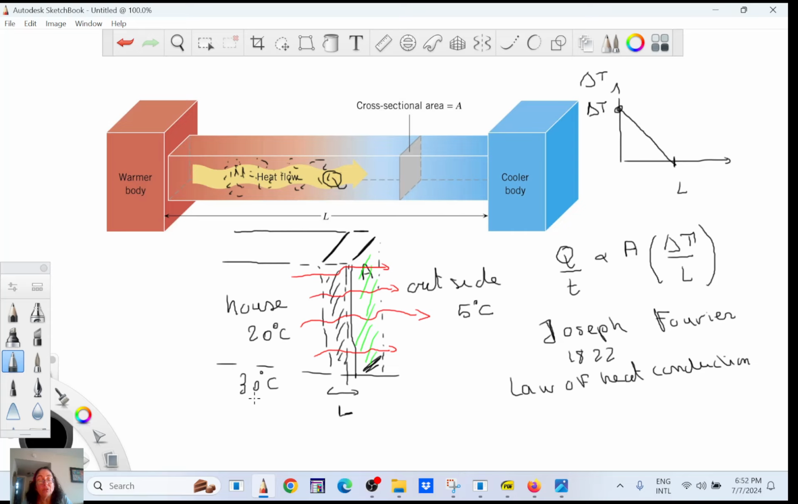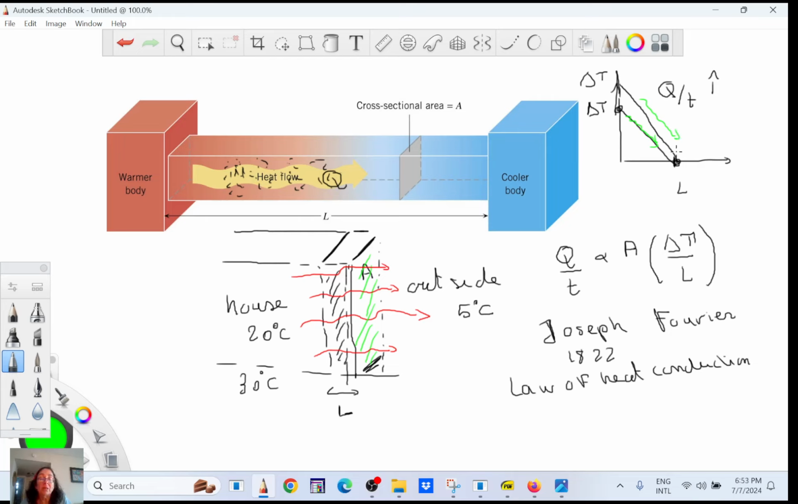And you see that for the same length, if you increase the gradient, so for example here it will be 30 degrees and outside it's going to be 5, or here it's going to be 20 and outside it's going to be 0, then Q over T is going to increase, right? And that kind of makes sense. You can remember that because if you have a slope, things can go down, but if you increase the slope, it's going to go down faster.